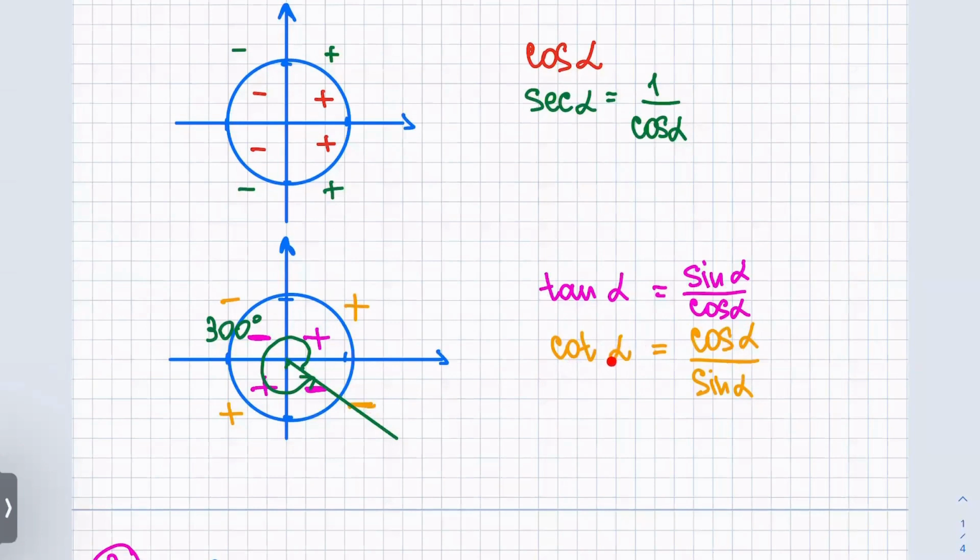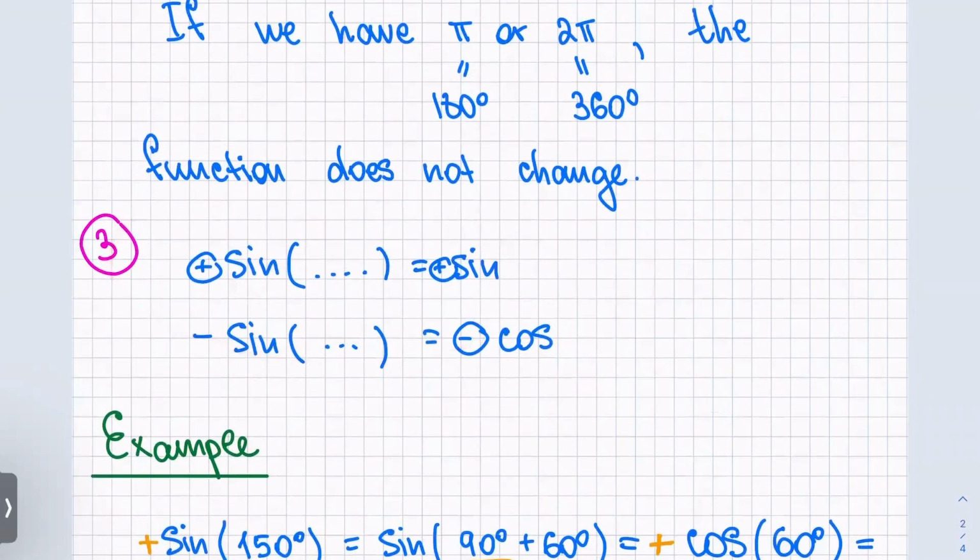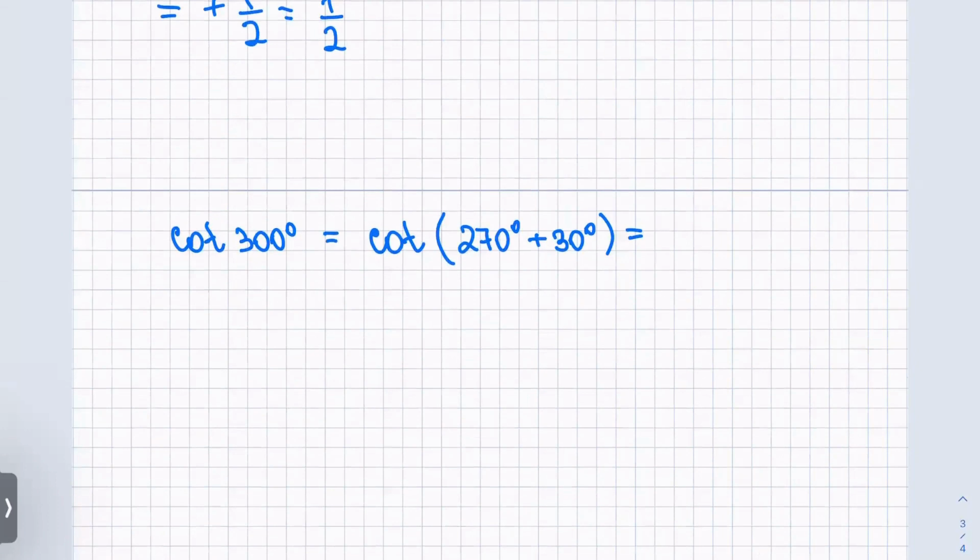So cotangent is this yellow color. So it has minus. So our original function as a cotangent of 300 degrees has minus sign, which means after applying the third rule, we have to switch the value of our new function to the negative as well, because the original function had the negative value, which was the cotangent. So we will get here minus.